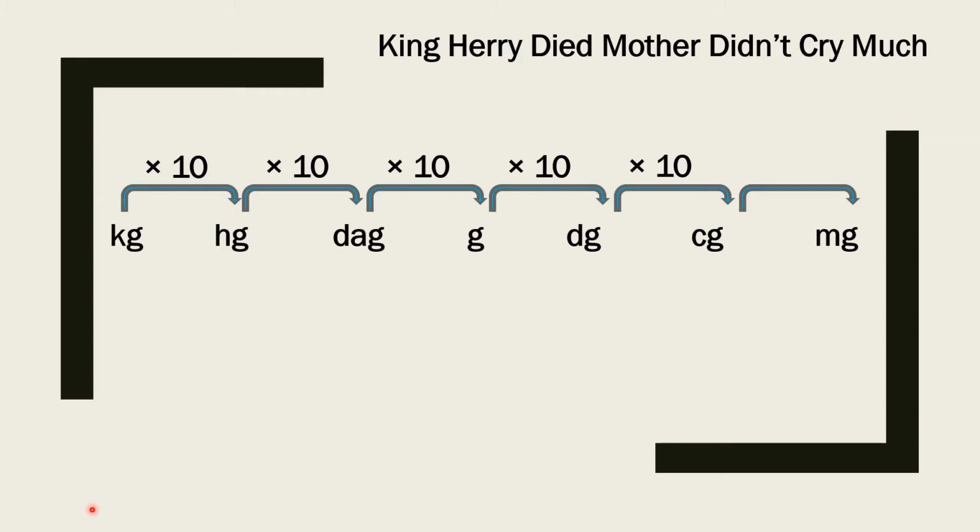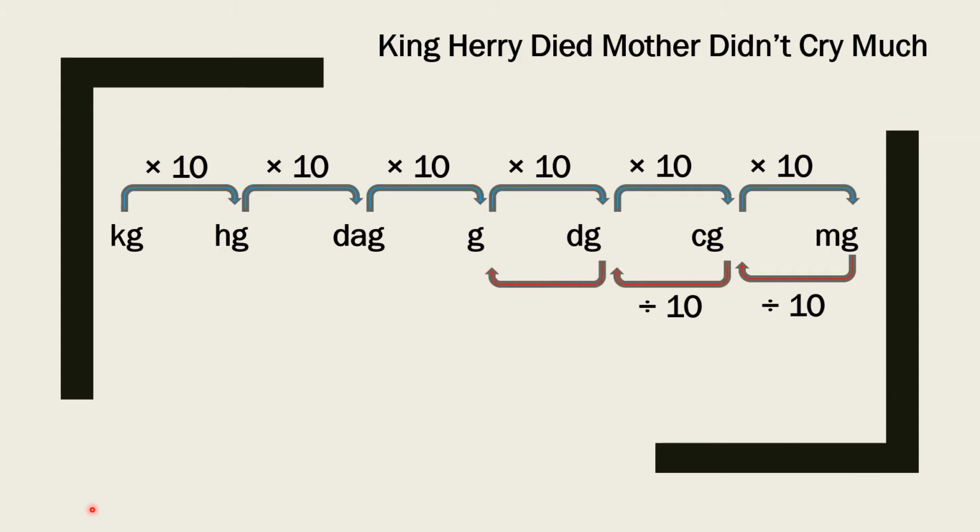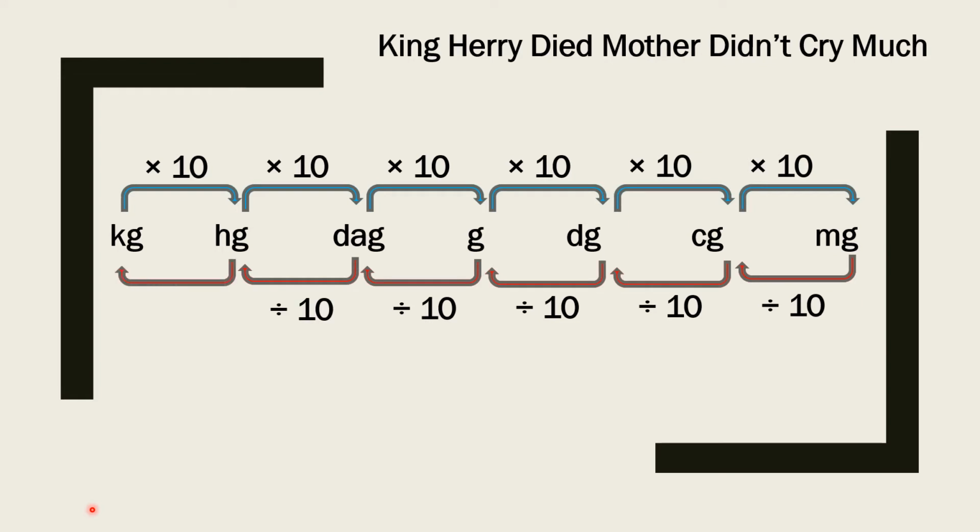And if you need to convert a smaller unit into bigger units, then you need to divide by 10. For example, milligram to centigram, divide by 10. Centigram to decigram, divide by 10. And decigram to gram, divide by 10. Gram to decagram, divide by 10. Decagram to hectogram, divide by 10. And hectogram to kilogram, divide by 10. And with just this chart, you can convert these units very easily.